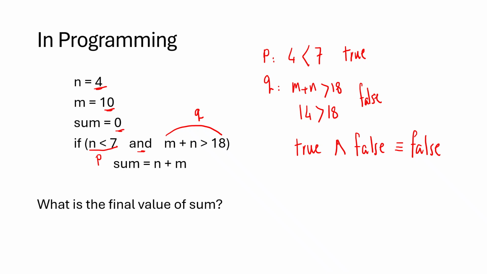So to summarize, the compound proposition for this if statement is false, which means that the statement inside the if will not be executed, and as a result, the value of sum does not change, so the final value of sum will remain 0.